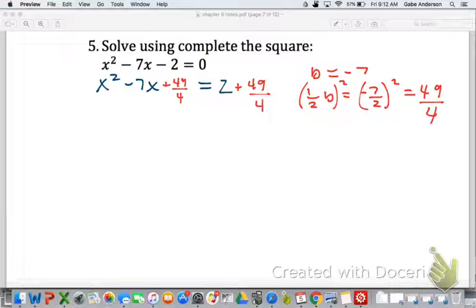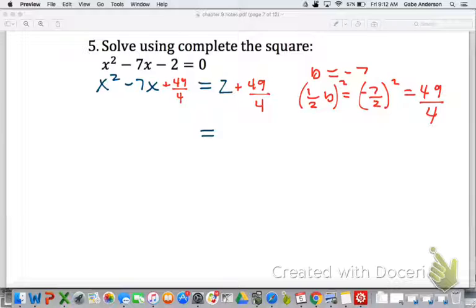And so kind of for the first time, that right side gets a little more challenging. What is 2 plus 49 fourths? Say again? 14 over 4. I don't want mixed numbers. I definitely don't want mixed numbers. I want improper. 53 over 2. I think 57 fourths. 57.